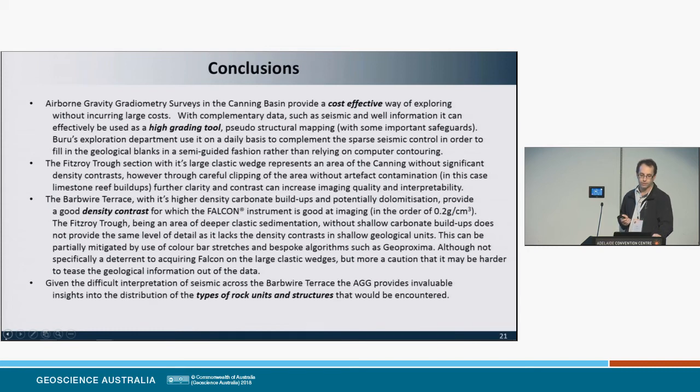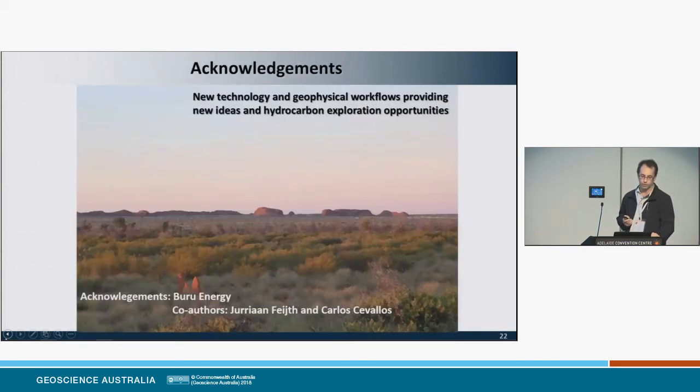The Barbed Wire Terrace, with its higher density carbonate build-ups and potentially dolomitisation, provides the good density contrast which the Falcon instrument is good at imaging, in the order of 0.2 grams per cubic centimetre. And we'll just move on a little bit. Given the difficulty of interpretation of seismic across the Barbed Wire Terrace, the AGG provides invaluable insights into the distribution of the types of rock units and structures that would be encountered. However, proof of a commercial hydrocarbon system now lies with the drill bit.